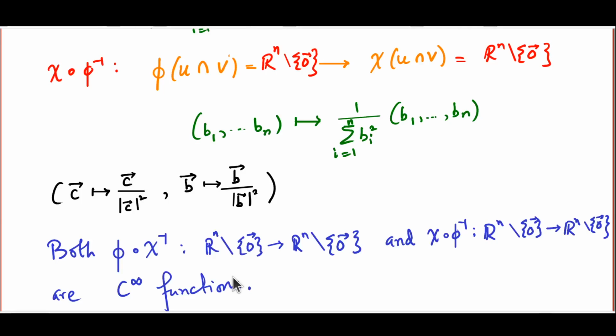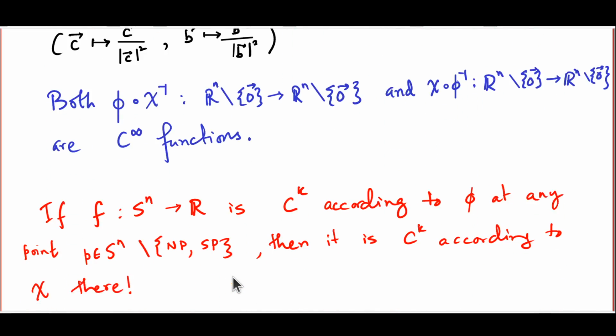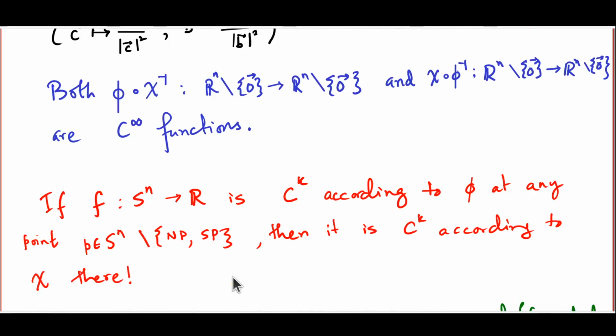An immediate consequence of this is the following. If you have a function f from Sn, the n-dimensional sphere, to the real line, and if this function is Ck according to the chart phi, the chart that we get from stereographic projection from the North Pole, at any point P, then it is automatically Ck according to chi, the other stereographic projection from the South Pole, at the same point. Notice that we are considering P to be any point on the sphere other than the North and the South Poles.